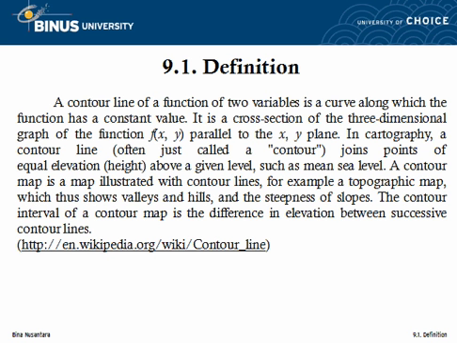A contour map is a map that is illustrated with contour lines. For example, a topographic map, which thus shows valleys and hills, and the steepness of slopes. The contour interval of a contour map is the difference in elevation between successive contour lines.